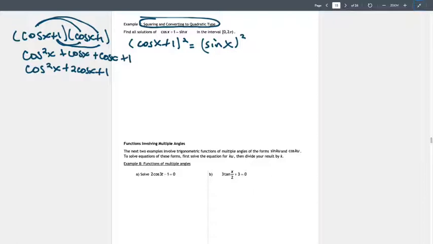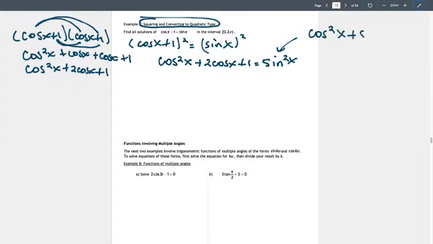So that's what I've got over here. I've got cosine squared x plus 2 cosine x plus 1 equals, over here I have now sine squared x. So I've got mostly cosine squared. I'm going to have to change this using my Pythagorean identity. This says cosine squared x plus sine squared x equals 1. So move over that, and I can replace it with 1 minus cosine squared x. I'm just going to rewrite all this real quick.